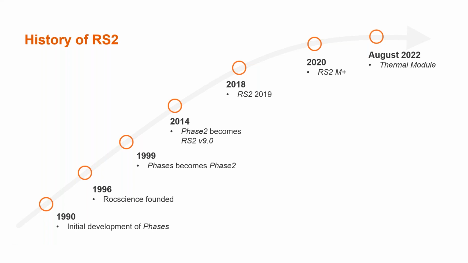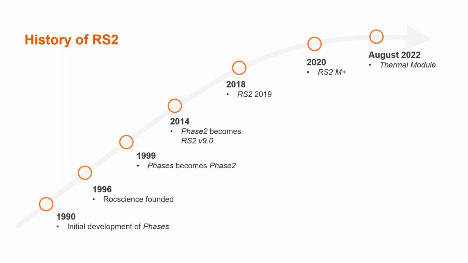It changed because we started to develop a 3D version of the program, which you all know as RS3. But at the time, it was called Phase 3. In 2014, the name changed to RS2. And up to this version, we included seepage analysis, Biot consolidation, dynamic capabilities, and many advanced constitutive models for soil and rock.